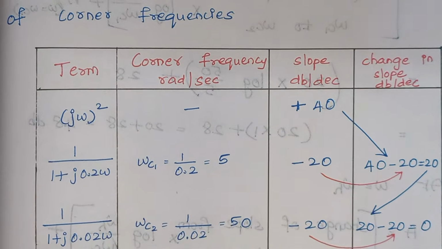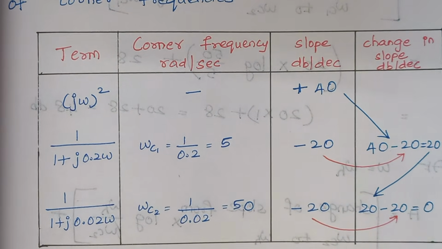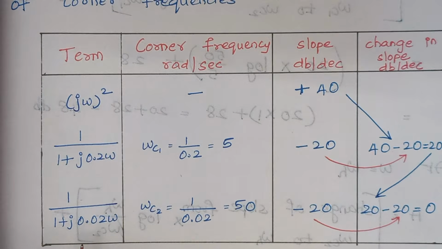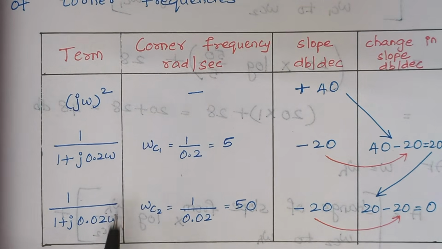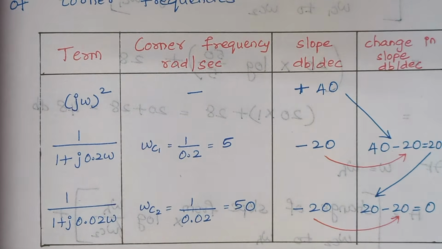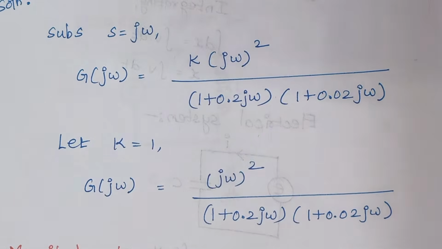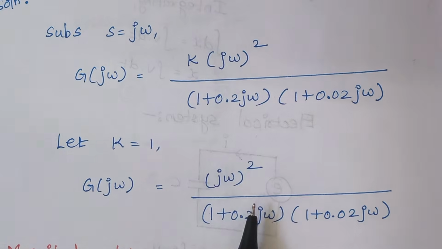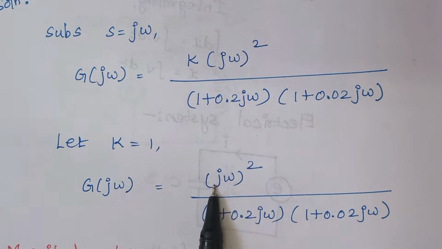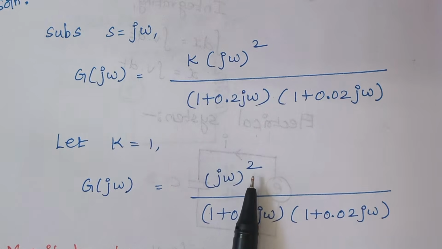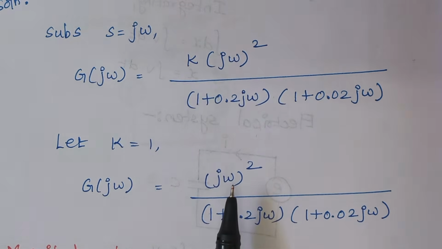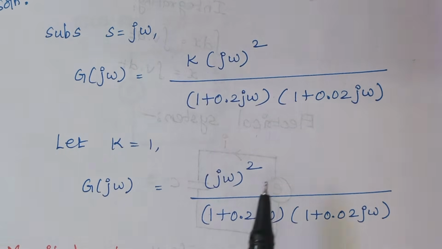Here the first step is to write the individual omega terms, whether they are in the numerator or in the denominator. When you look at the problem, we have individual omega terms: in the numerator I have (j omega) whole squared. So the first entry in the table is to write (j omega) whole squared as the first term.